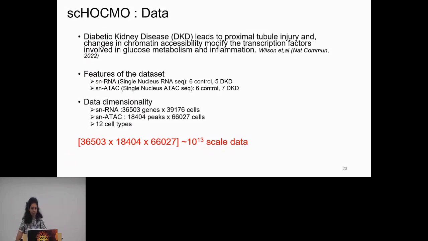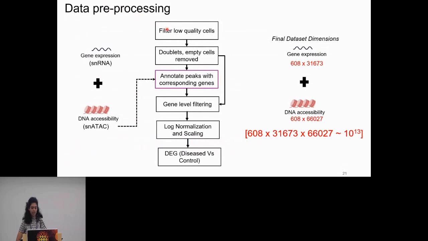As a part of the pre-processing steps, we filtered for low-quality cells, removing doublets and empty cells, performed gene-level filtering, followed by log normalization and scaling. In order to create a unified axis, since we started with a completely disjoint set, we annotated the peaks for single nucleus ATAC-seq with its corresponding genes. And we also conducted a differential gene expression analysis, resulting in 608 commonly identified DEGs that we use for our final data set.